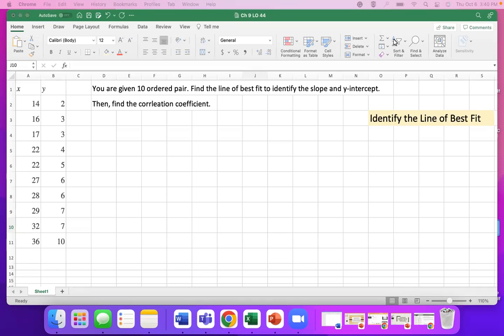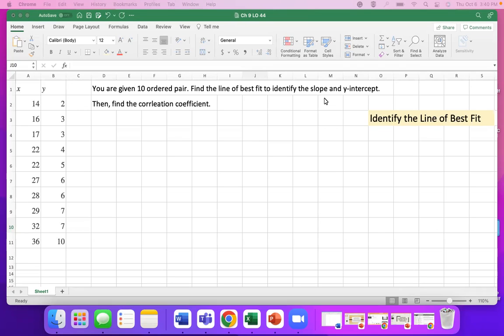Let's identify the line of best fit. So we're given 10 ordered pairs. We want to find the line of best fit to identify the slope and the y-intercept. Then we're going to find the correlation coefficient, and it's not labeled, but we're also going to talk about what does all of this mean.